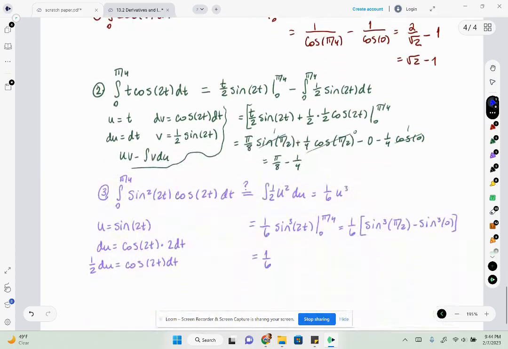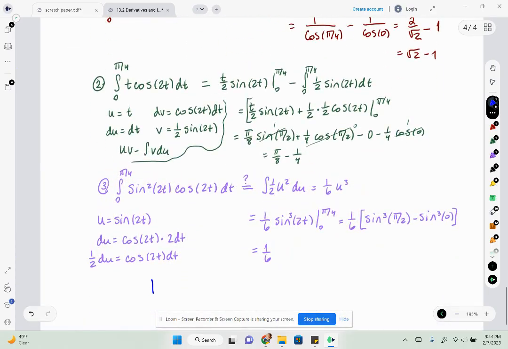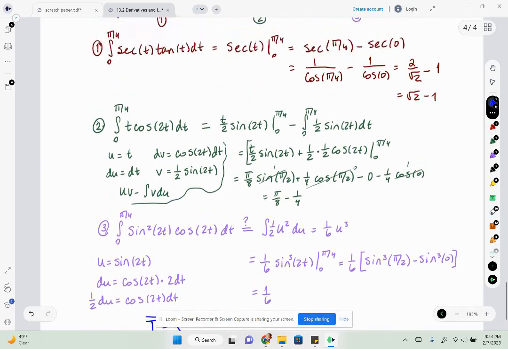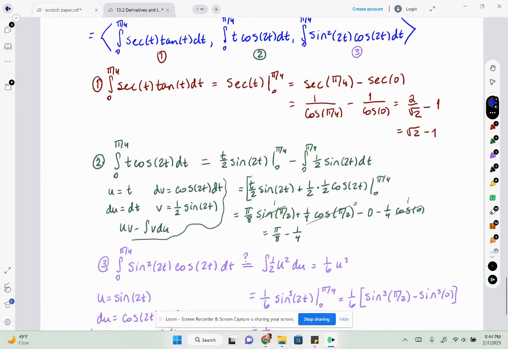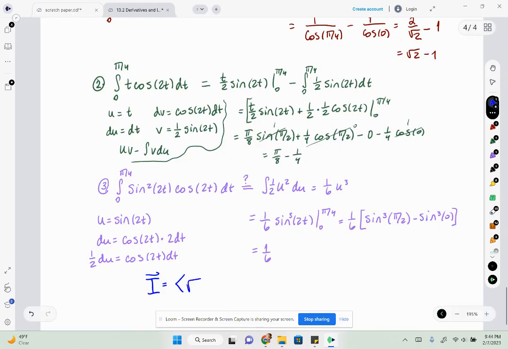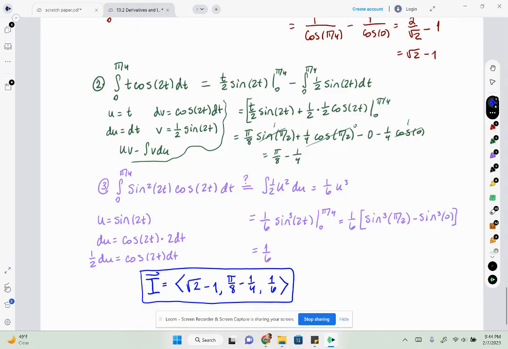Okay, so my integral vector, after evaluating everything, I get components. In my first component, my x component, we got √2 minus 1. In my second component, we got pi over 8 minus 1/4. And in my third component, we got 1/6. And this is the value of the integral of the vector.